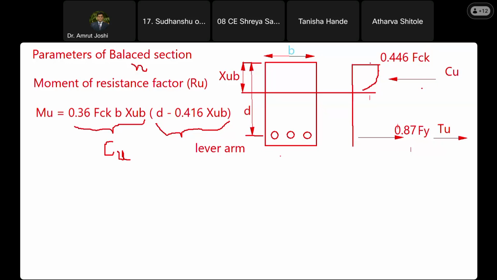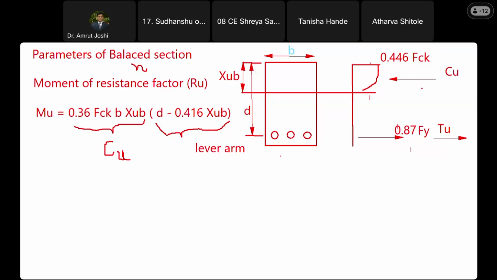I could have as well written the value of Tu, but we know Cu equals Tu, so I can write either Cu or Tu. I have chosen Cu. So 0.36 fck b xu. As the compressive force is offered by the concrete, you can see it depends on the concrete's characteristic compressive strength. And there is no term involving yield stress of the steel because I am writing Cu, not Tu. All right, Shreya?